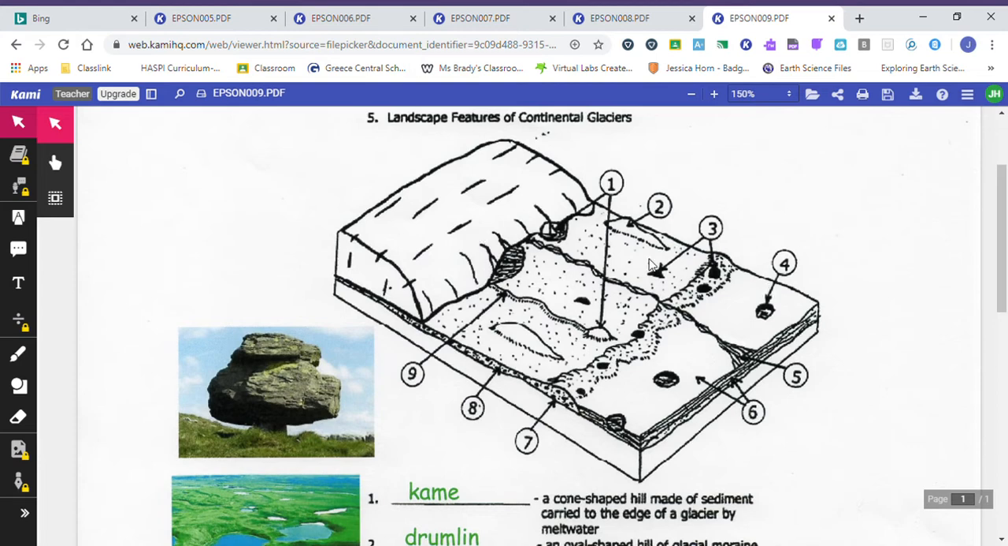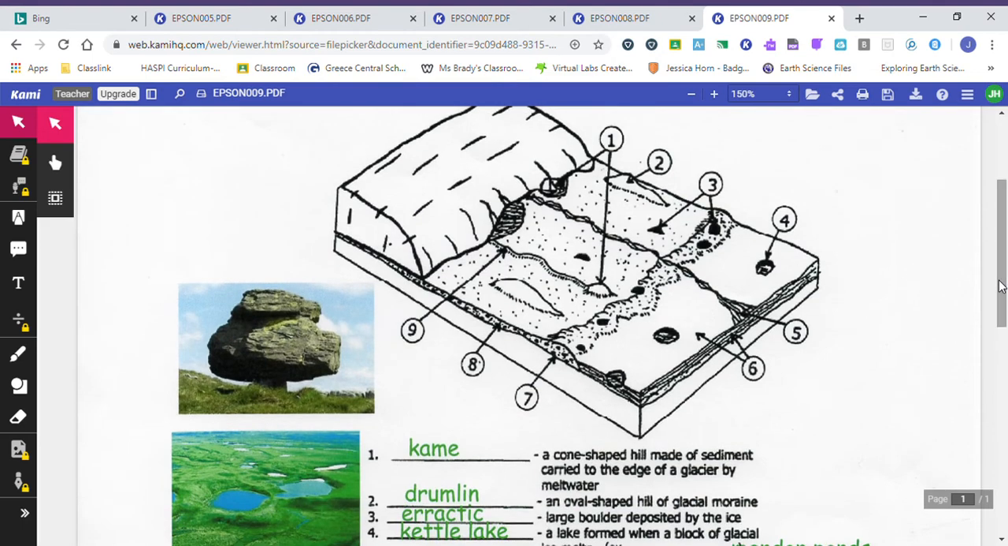Okay. Number 2 on the list is also something that I haven't talked about yet. It's called a drumlin. And a drumlin is an oval-shaped hill of glacial moraines. If you've ever been over to Mendon Ponds Park, there are a couple of good drumlins over there. Used to take students on a field trip over there to go see those. But they have some drumlins over in Mendon Ponds Park. And actually, Mendon Ponds themselves are lakes that were formed from glaciers.